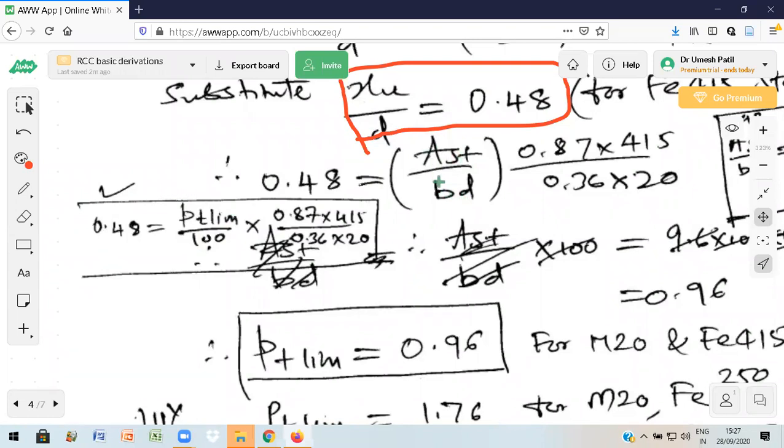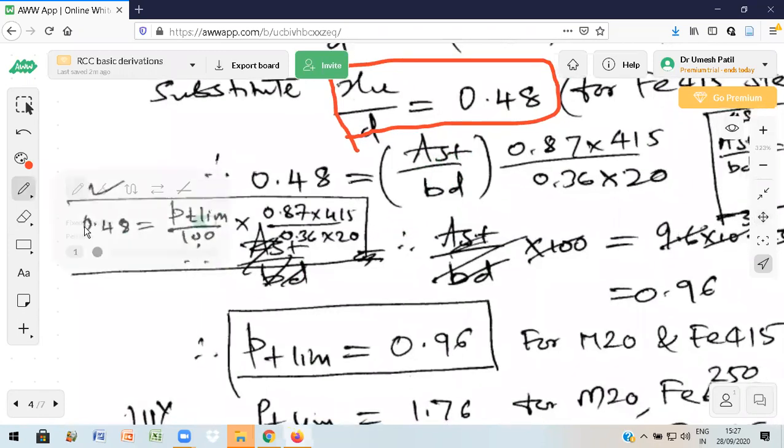Are you getting this point? PT is equal to AST by BD into 100. So AST by BD is PT divided by 100. How I got this one is, I know that AST by BD into 100 is equal to PT, so PT by 100. So I have changed AST by BD with PT limit by 100. Remaining values are as it is.